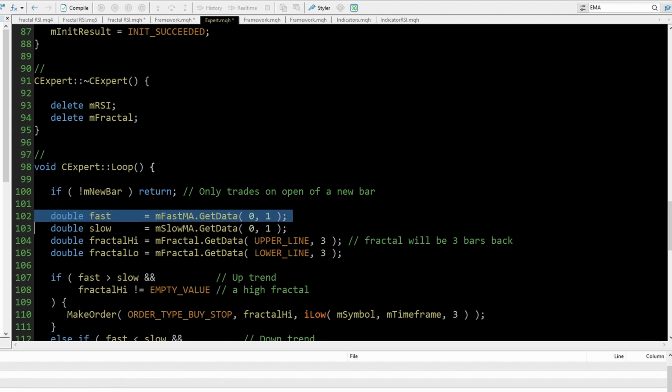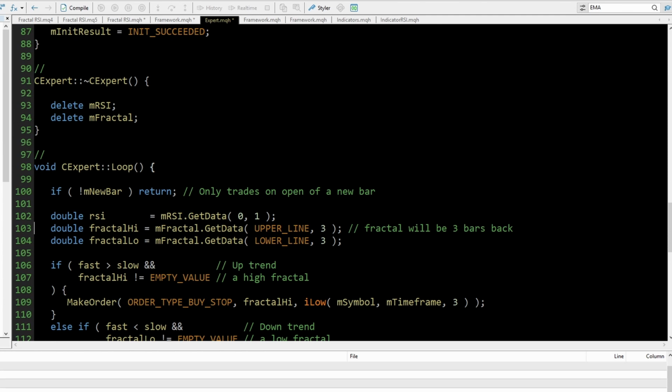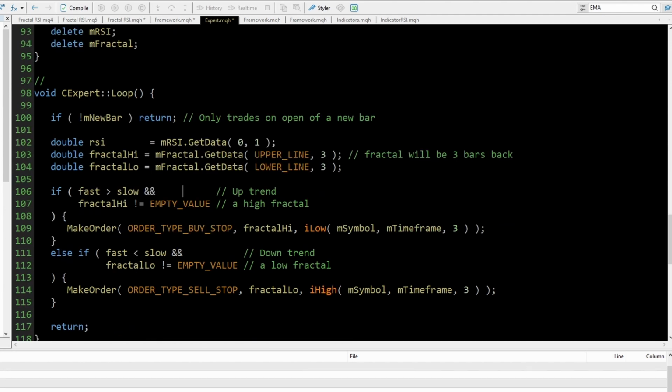With the moving average, I had this fast and slow variable, but I only have the RSI now. So just calling the mRSI.getData buffer number 0, because there is only the one buffer, and bar number 1. So I want the RSI from the bar that's just closed. The fractal statements don't change. Here, instead of comparing the fast moving average with the slow, I just want to know if the RSI is above or below the RSI buy and the RSI sell levels. So here, if the RSI is above the buy level, and then here, if the RSI is below the sell level. And those changes are sufficient to simply replace the moving average as the trend filter with the RSI as the trend filter.